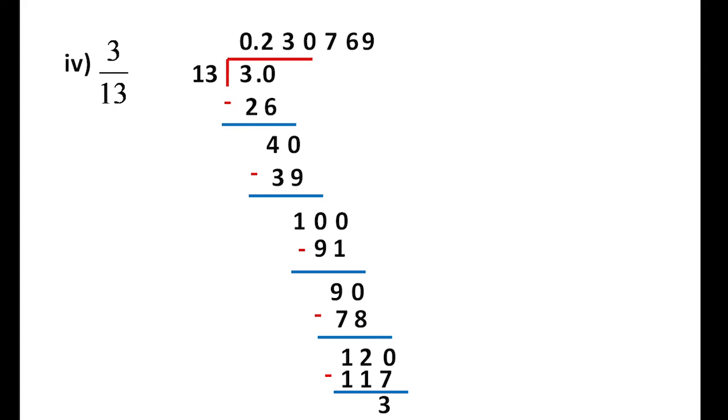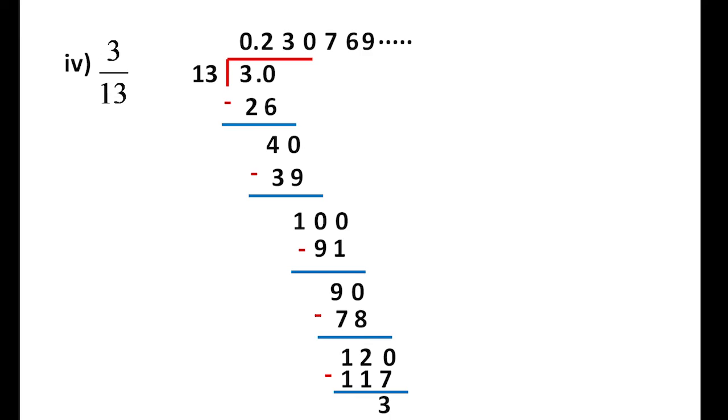See, look at the question. That is 3 by 13. Again 3 we got. That means 1, 2, 3, 4, 5, 6. 6 digits in the quotient will be repeating. See, same 3 we got as remainder. The question is 3 by 13. That 3 we got in the remainder. That means same working will come.